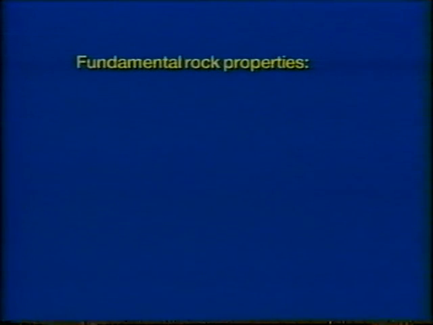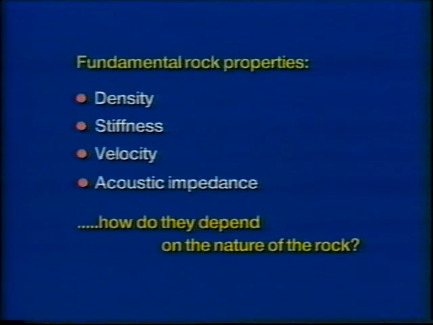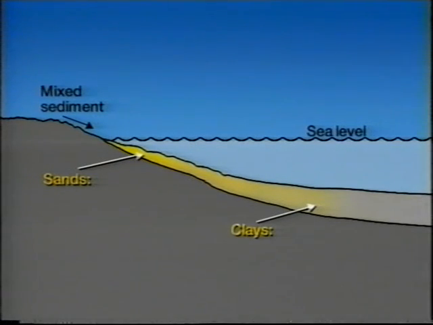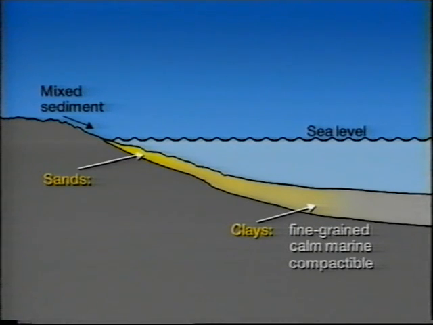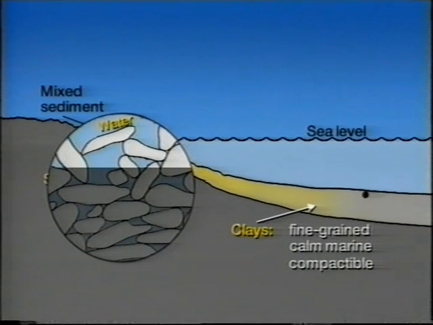Now, how do these fundamental seismic properties, density, stiffness, velocity, any two will do, how do they depend on the nature of the rock? Let's look first at the clays and shales, fine-grained, perhaps deposited in deeper water, far from shore, and renowned for being very compactable. So there are no surprises. At the sea floor, more than half the volume is water.